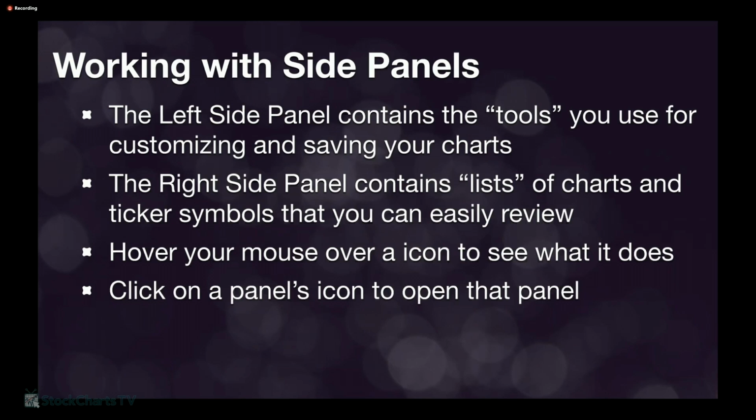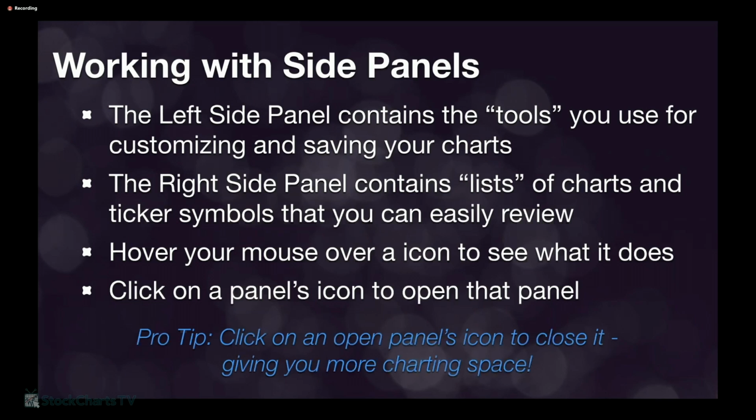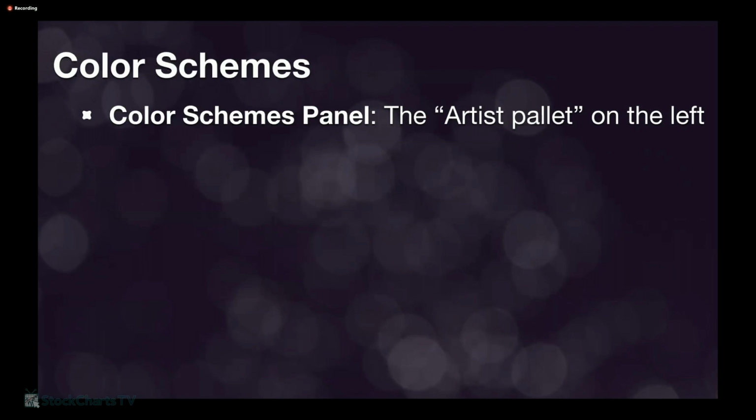You click on the icon in order to open up that panel, but here's a pro tip, and remember this, a lot of people don't. It's super important, I think. You can click on that icon again, and that will collapse the panel, meaning you're not dedicating that space to a panel when instead you can dedicate it to your chart. So it gives you the ability to see more information. Panels can be open, panels can be closed. To close it, you just click on the current icon again, and the panel will close right up.